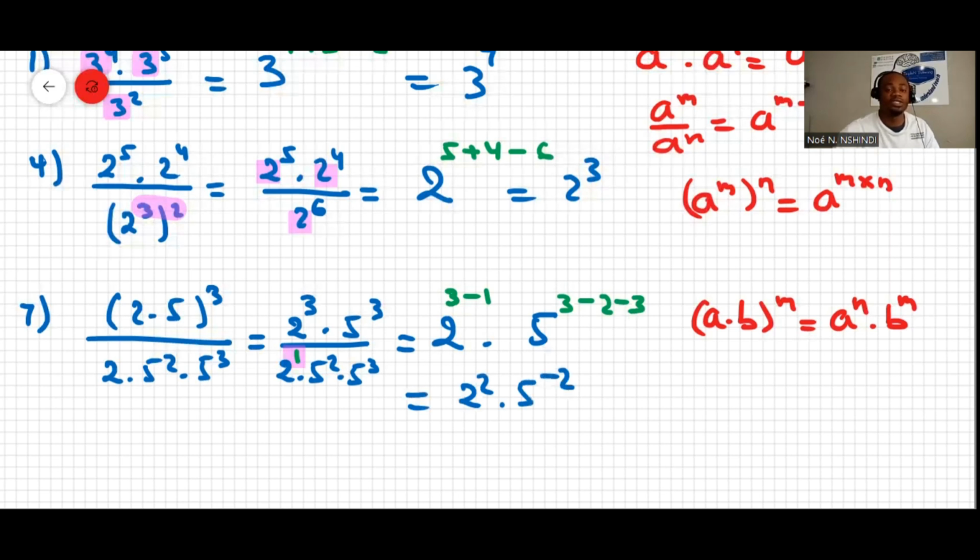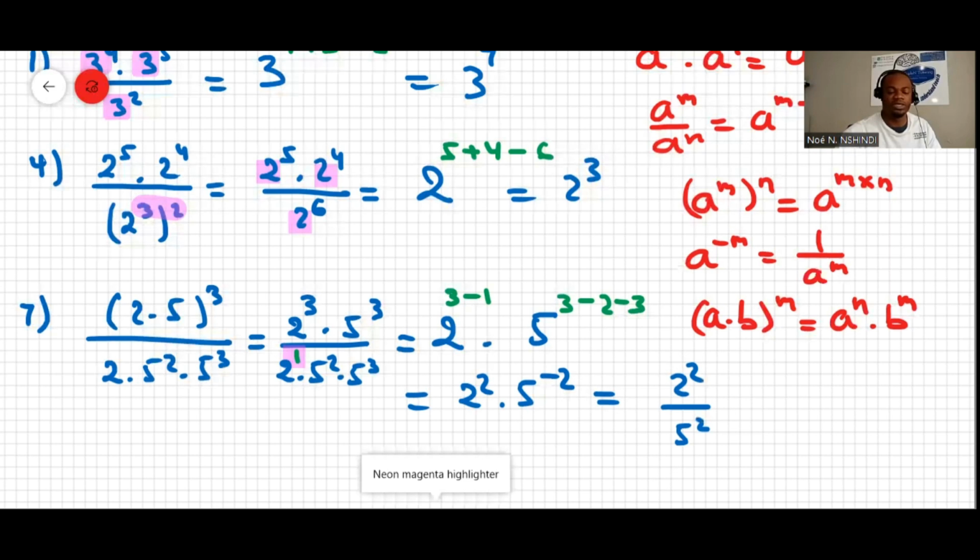Now, the question says we must leave the answer with positive exponents. So this will be 2 squared over 5 squared. We can move 5 to the negative 2 to the denominator. Remember, one of the laws of exponents says a to the negative m equals 1 over a to the m. So we can move this to the denominator. Then, because they have the same exponents, this can be written as 2 over 5 to the power of 2.